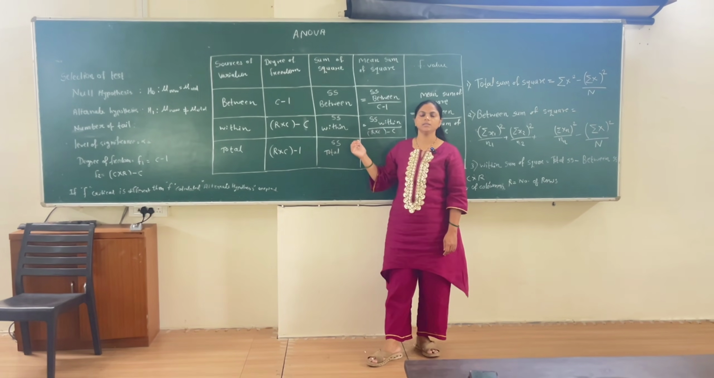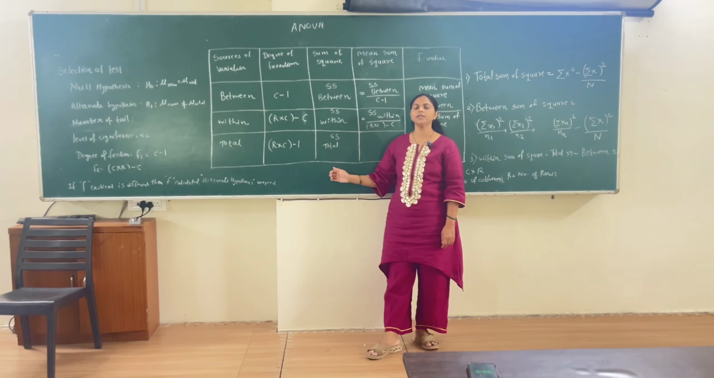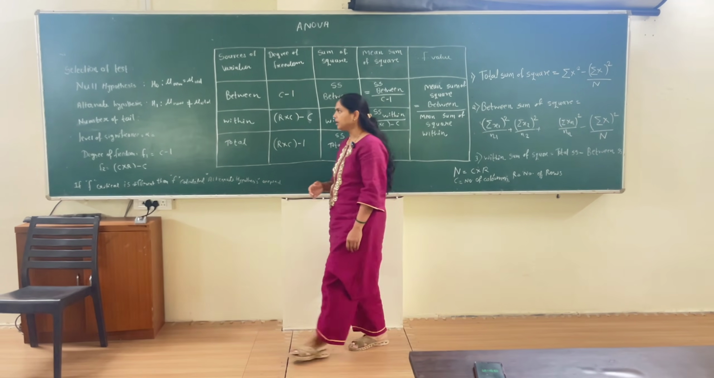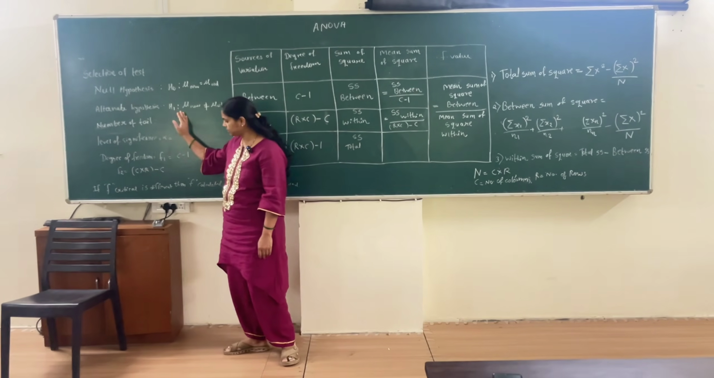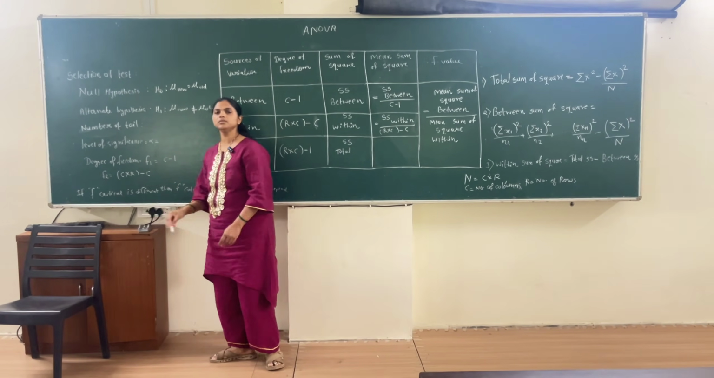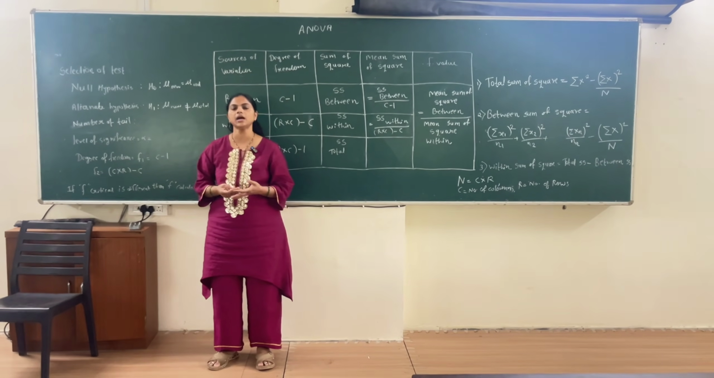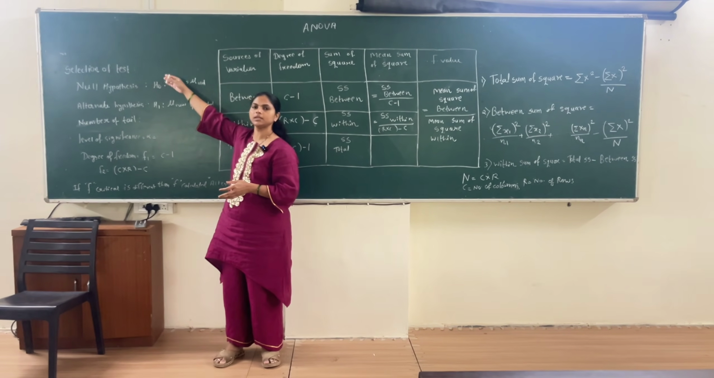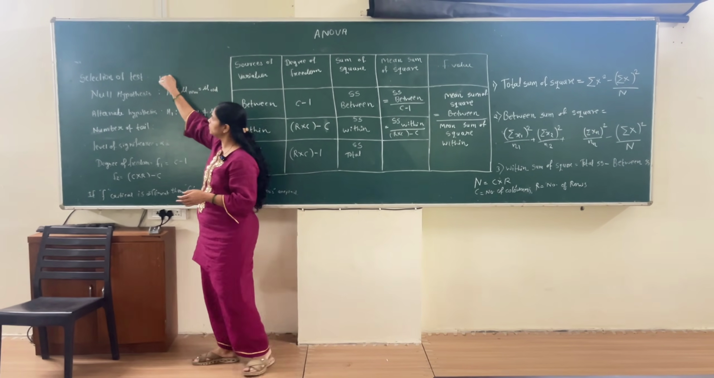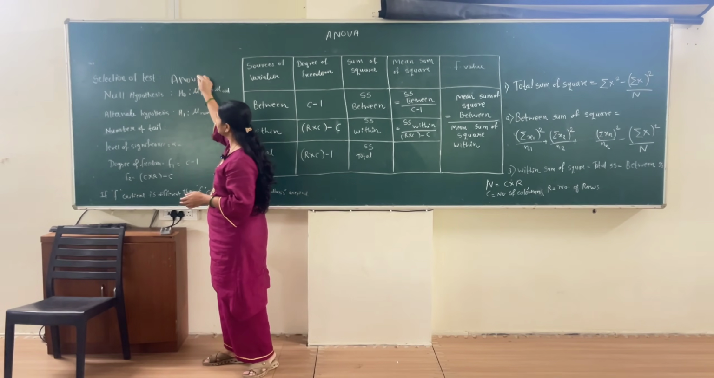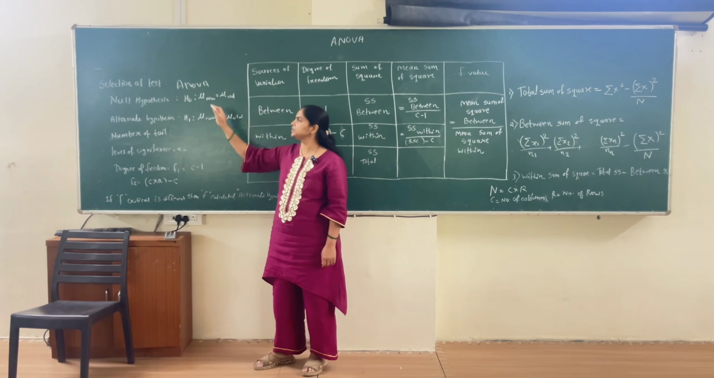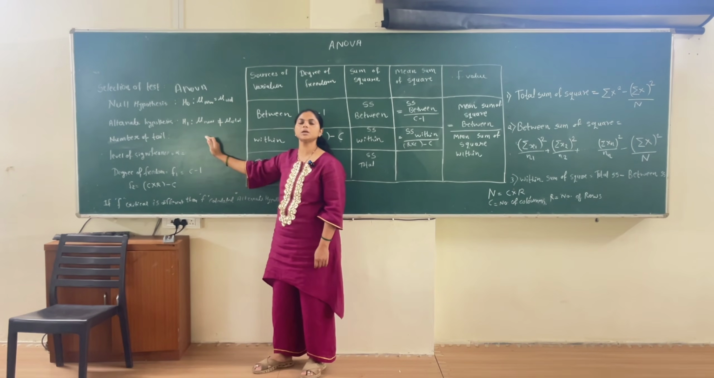As ANOVA is a hypothesis testing, for any kind of hypothesis testing we have to start with the first step. Our first step is the selection of the test. So, when the question directly asks to solve the ANOVA table, you know the test to be selected is ANOVA. So, you will directly write the test is ANOVA. Then you have to state the null hypothesis and the alternate hypothesis.